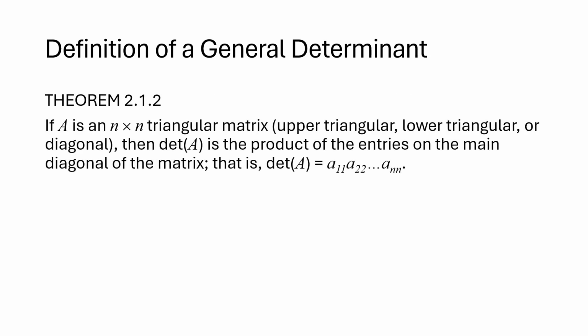So in this case, okay, we can now have Theorem 2.1.2. If A is an n by n triangular matrix, which can be upper triangular, lower triangular, or diagonal, then the determinant of A is the product of the entries on the main diagonal of the matrix. That is, the determinant of A is equal to A sub 1 1 times A sub 2 2 up to A sub n n.